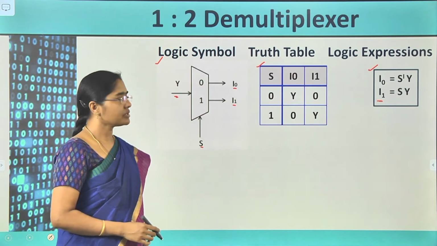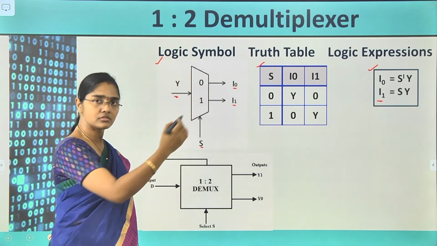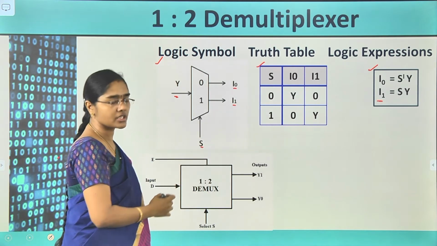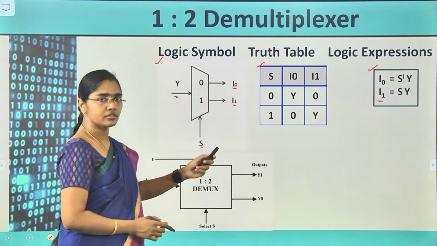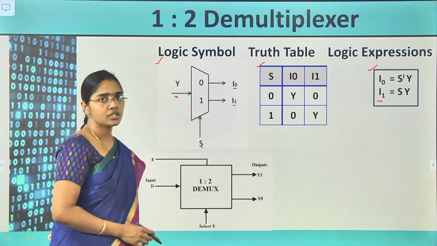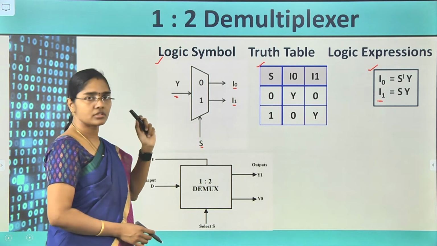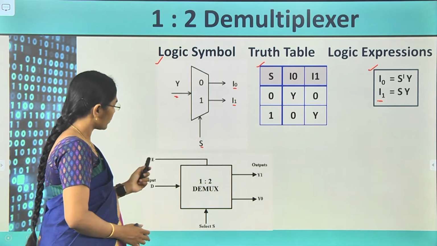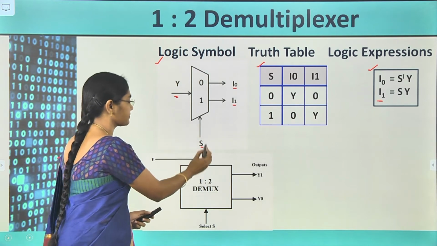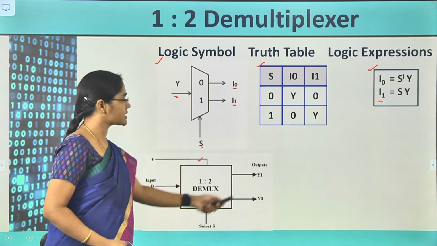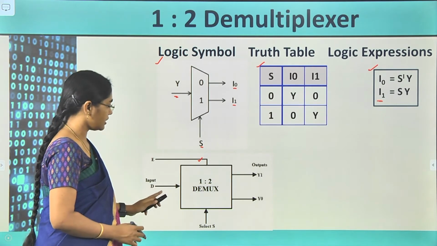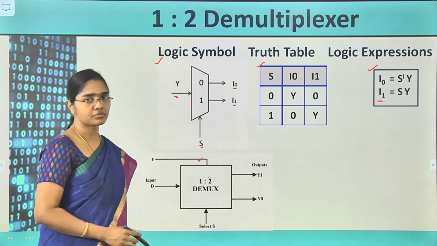Then the logic diagram is simply drawn by replacing the logic expressions with logic gates. Okay. Logic expressions, logic diagram can be drawn. Then this is without enable. If you want to see with enable, one extra pin is used as the enable signal. Okay. And the remaining are all the same as the previous demultiplexer: input, selection signal and outputs.